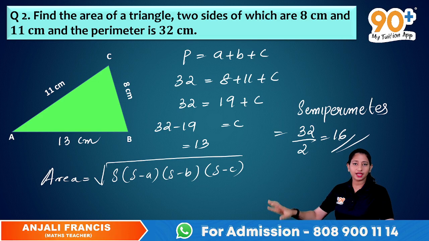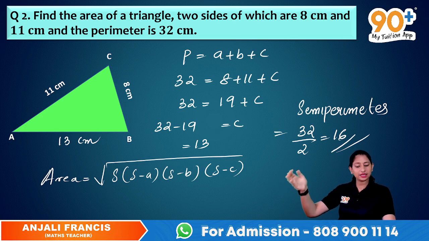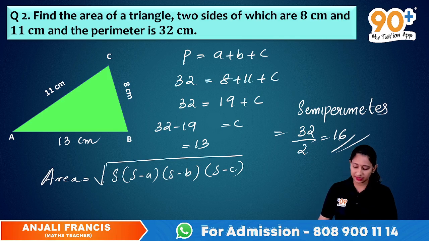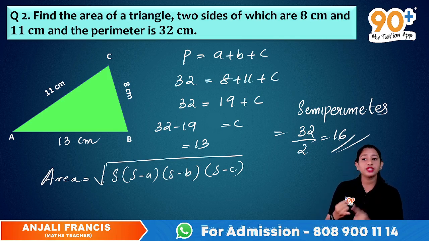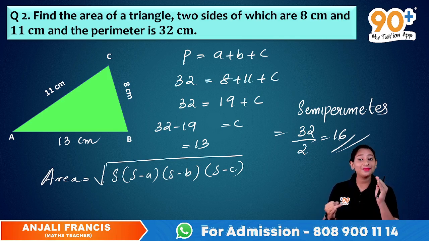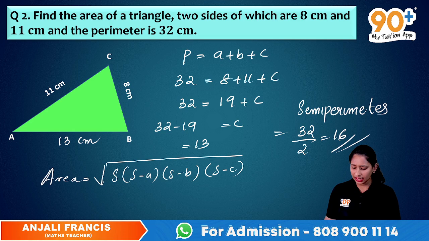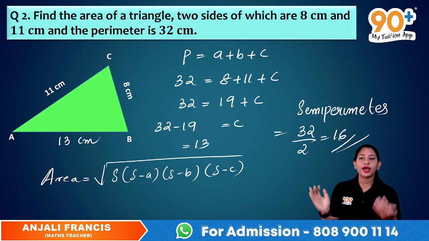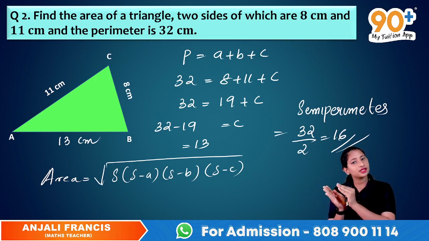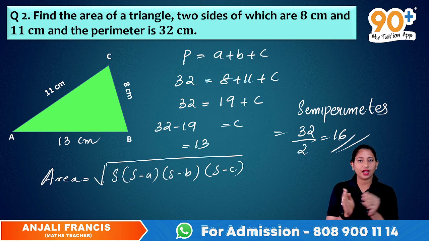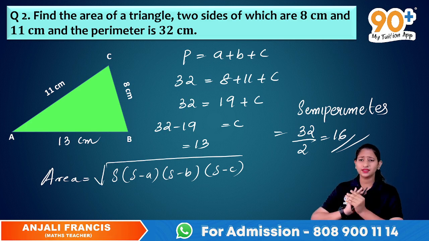Find the area of triangle, two sides of which are 8 cm and 11 cm and the perimeter is equal to 32 cm. എന്താ നമുക്ക് തന്നേക്കുന്നത്? 8 cm, 11 cm ആണ് തന്നിട്ടുണ്ട്. പെരിമീറ്റർ 32 cm തന്നേക്കുന്നത്. നമുക്ക് മൂന്നാമത്തെ സൈഡ് തന്നിട്ടില്ല. അപ്പോൾ first we should find the third side using our perimeter. പെരിമീറ്റർ വെച്ചിട്ട് നമ്മൾ എന്ത് ചെയ്യണം? തേർഡ് സൈഡ് കണ്ടുപിടിക്കണം. പെരിമീറ്റർ is equal to a plus b plus c ആണ്. So we are just adding the three sides, right?